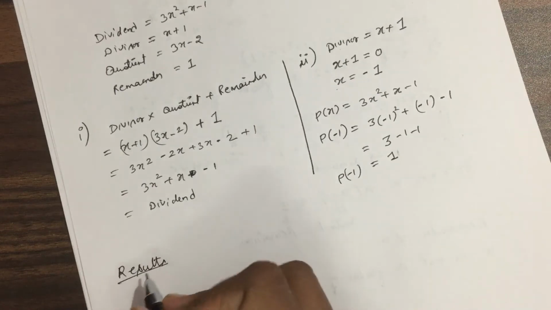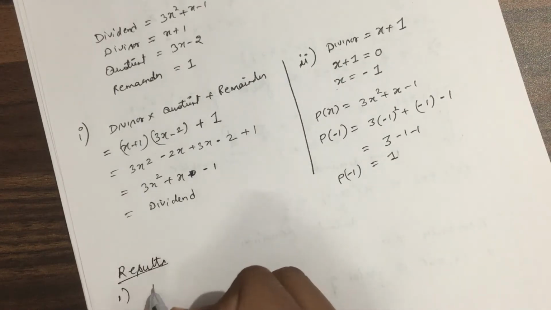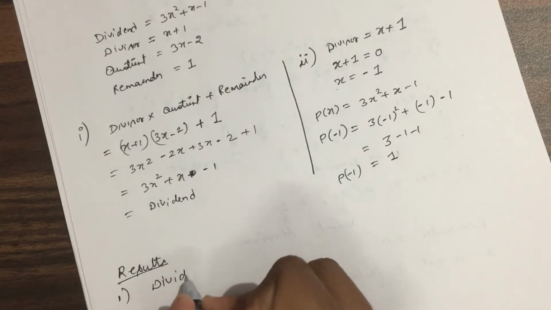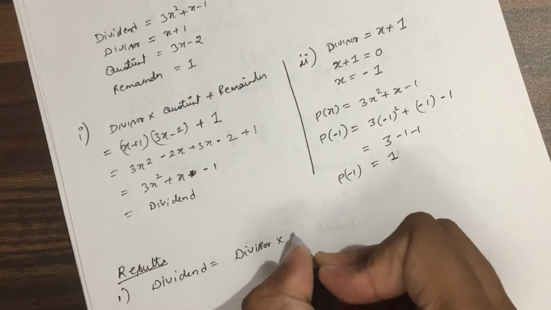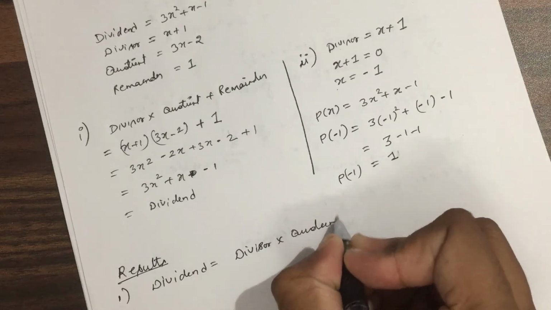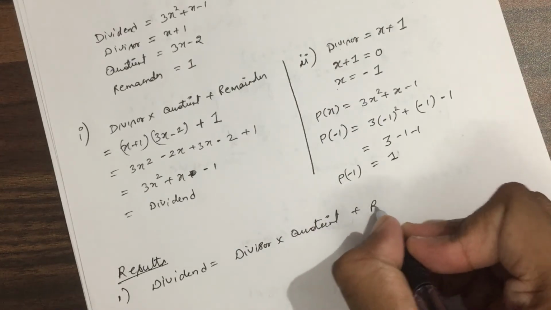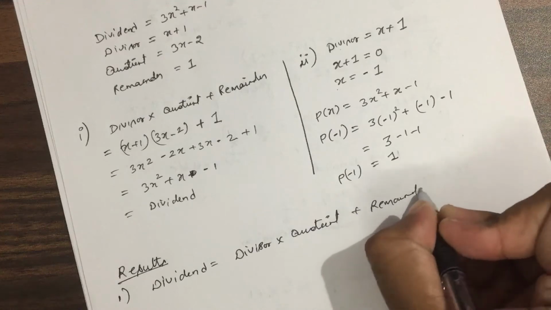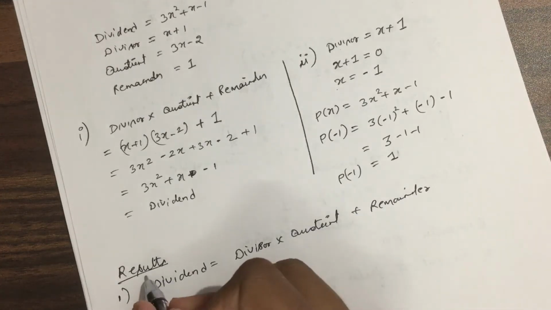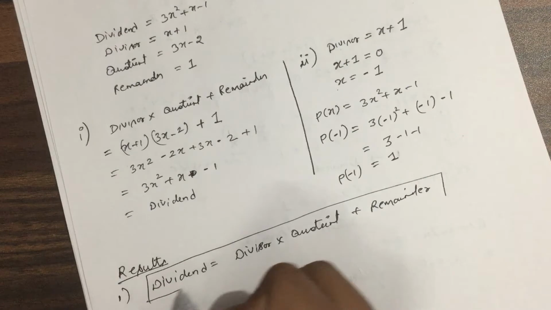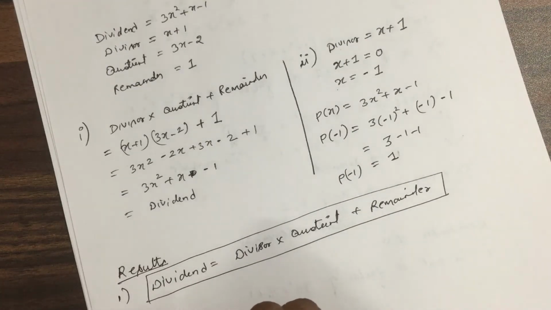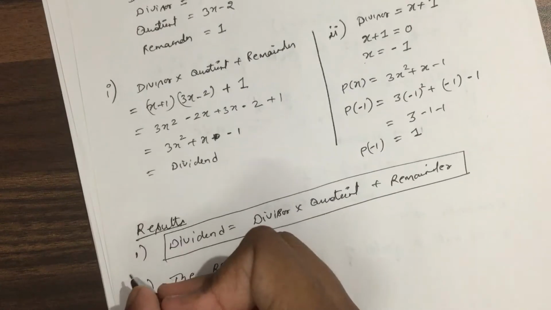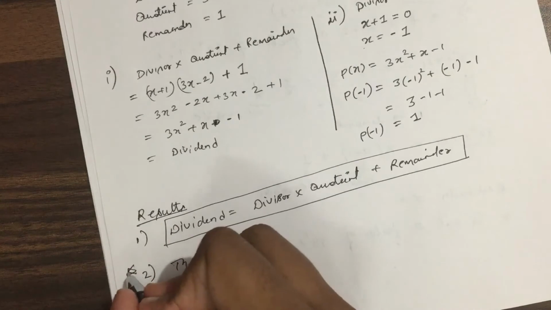First result we obtained was dividend equal to divisor into quotient plus remainder. This is your first result, and the most important is this one. Let us see. This is the important one.